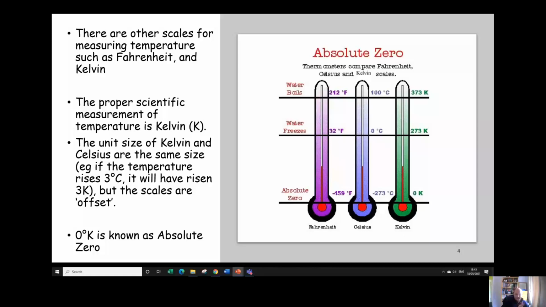And it's worth noting that, as I've said, each unit of measurement is exactly the same size for Kelvin and Celsius. If you go up 1 degree Kelvin, you go up 1 degree Celsius. If you go down 1 degree Kelvin, you go down 1 degree Celsius. If you go up 100 degrees Kelvin, you go up 100 degrees Celsius. But the scales are offset. 0 degrees Kelvin starts at absolute zero, which is minus 273 degrees Celsius. So when you get up to 0 degrees Celsius, that would then be 273 degrees Kelvin.